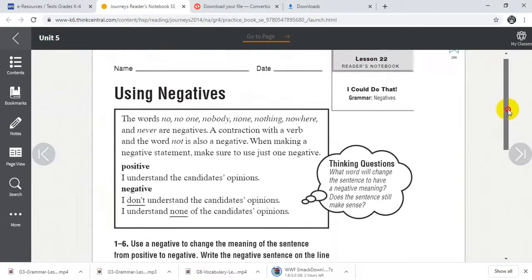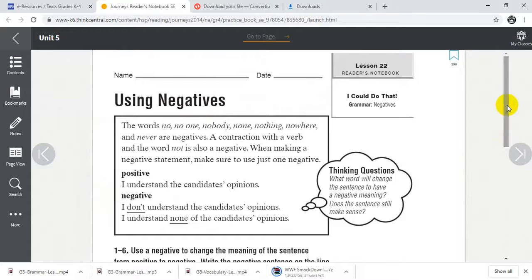So, here we have using negatives, okay? So, the words no, no one, nobody, none, nothing, nowhere, and never are negatives. A contraction with a verb and the word not is also a negative. When making a negative statement, make sure to use just one negative. Do not use more than one negative in the same sentence, okay?